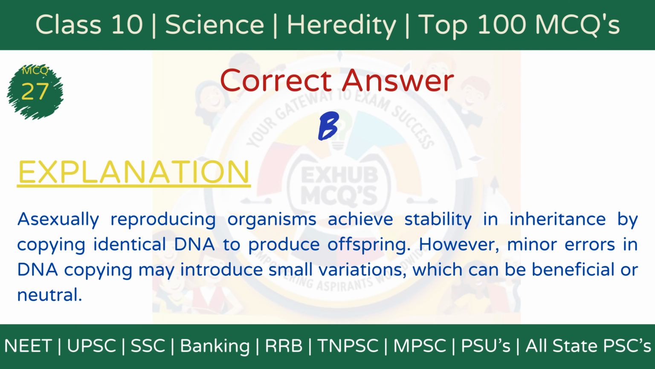The correct answer is option B, by copying identical DNA. Explanation. Asexually reproducing organisms achieve stability in inheritance by copying identical DNA to produce offspring. However, minor errors in DNA copying may introduce small variations, which can be beneficial or neutral.